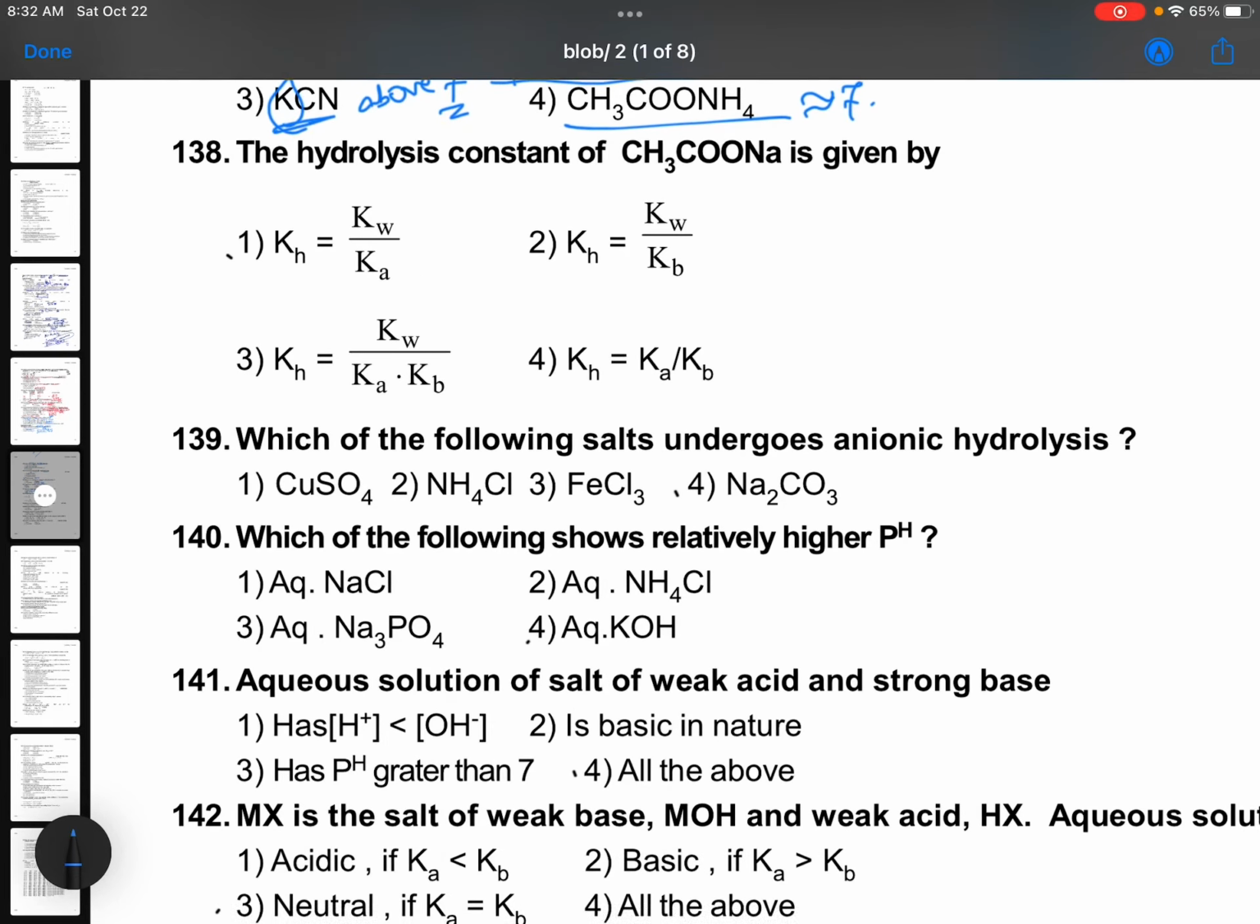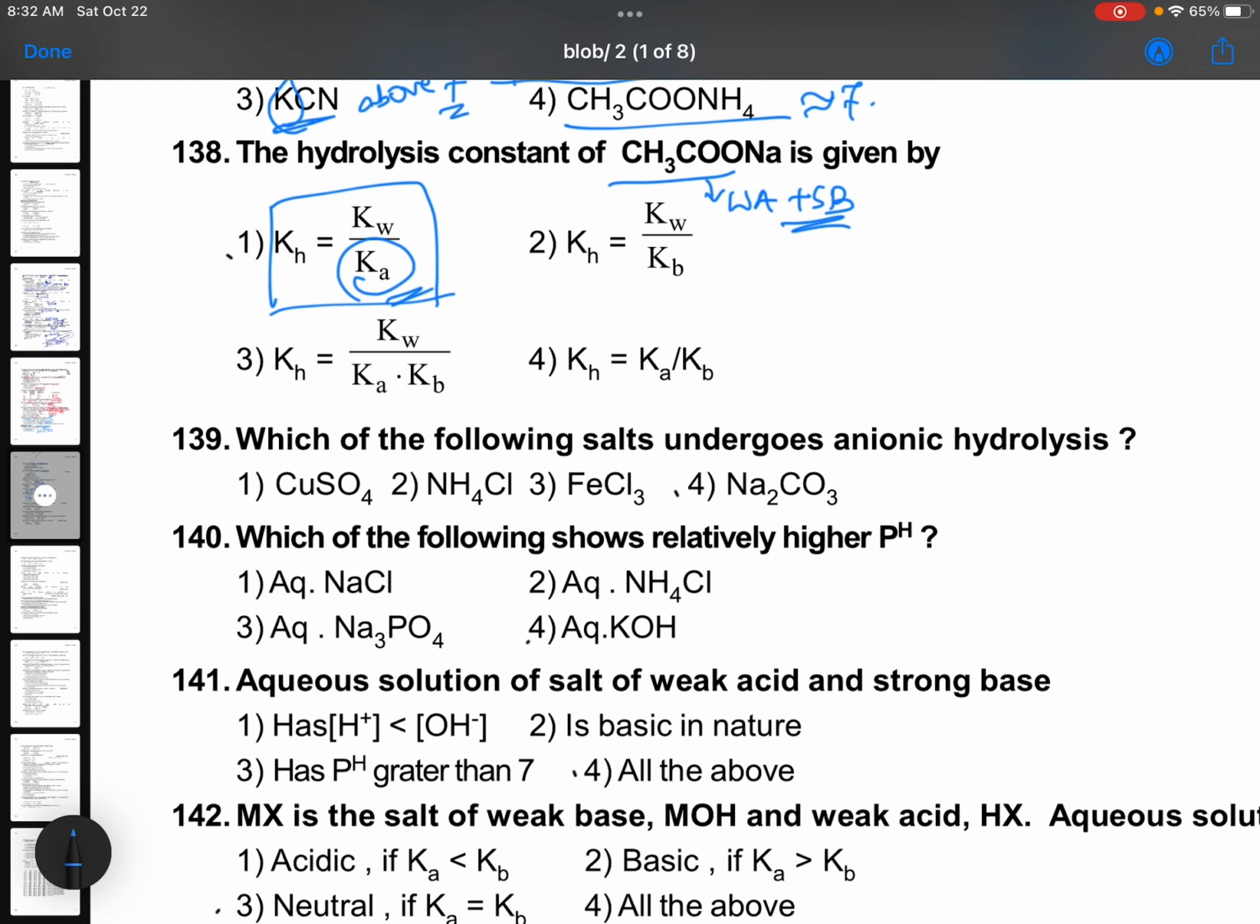The hydrolysis constant of CH3COONa is given by, it is weak acid, strong base salt. When it is a weak acid, strong base salt, the hydrolysis constant Kh is equal to Kw by Ka. Weak acid is there, so Ka. If it is a weak base, Kb. If both are weak, Kw by Ka into Kb.